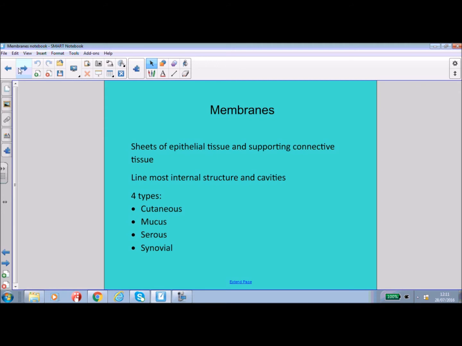And you'll find membranes of one kind or another lining almost all internal structures and cavities. We also have one particular type of membrane that lines the external surfaces of our body. So there's 4 types of membrane, and those 4 types are cutaneous, mucous, serous, and synovial. So first of all, we're just going to start with cutaneous.